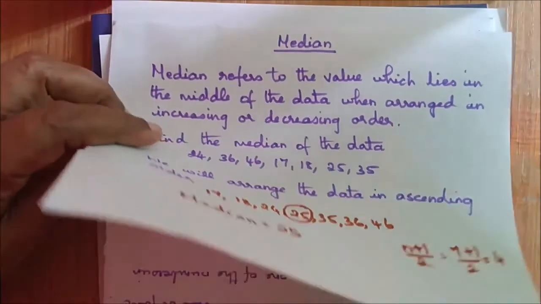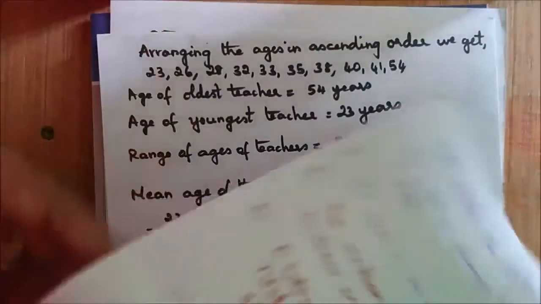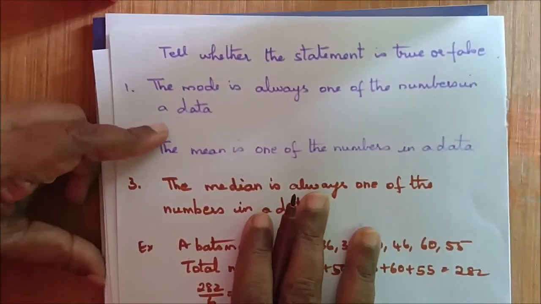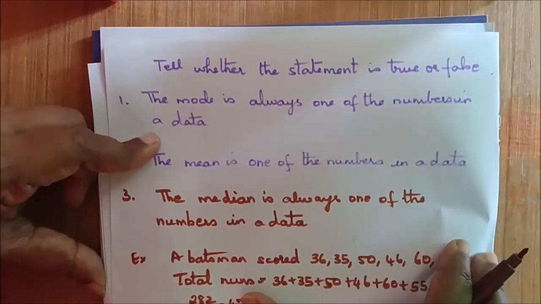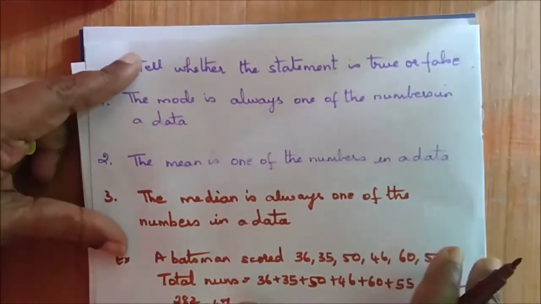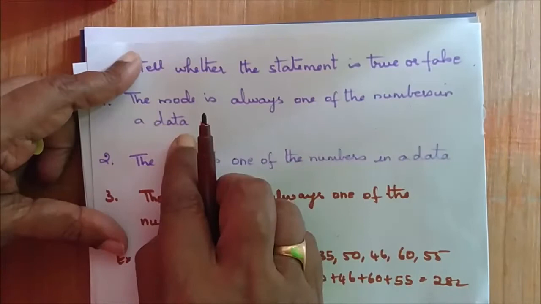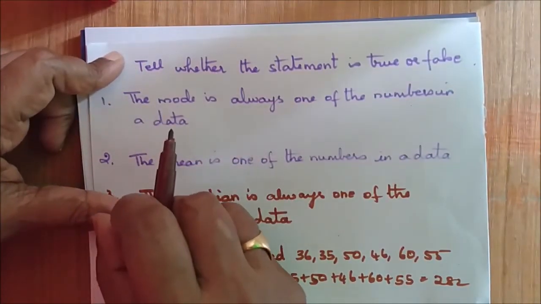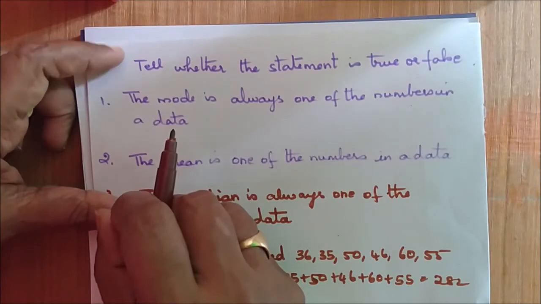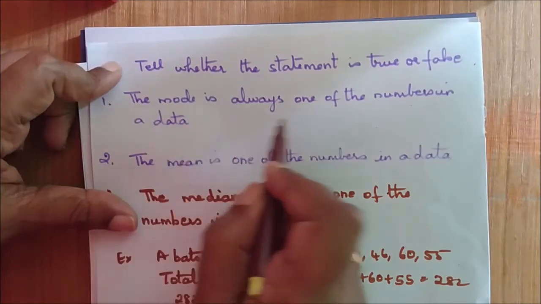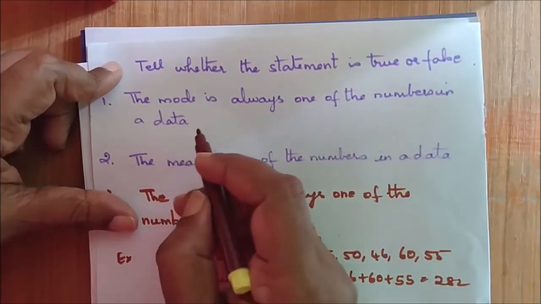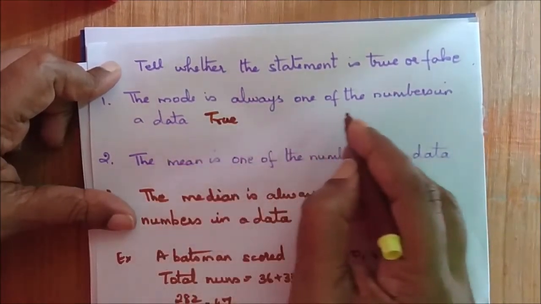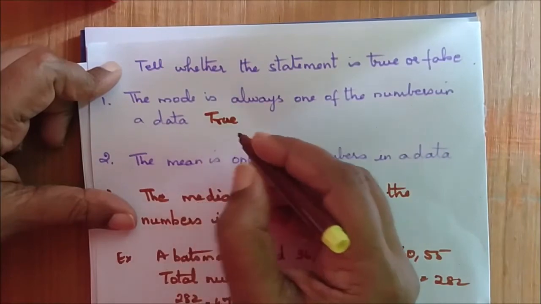Now we will see certain statements. Tell whether the statement is true or false. The mode is always one of the numbers in a data. We just saw mode, isn't it? We got 14 as the answer, and 14 was one of the numbers in that data. So it is true. The mode is always one of the numbers in a data.